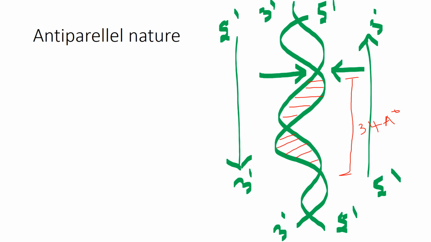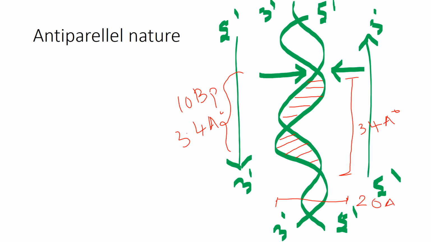Okay, so how many base pairs were present here? 10 base pairs were present, and these base pairs occupied 3.4 Angstrom of space each, and the diameter of the DNA molecule according to this model was 20 Angstrom wide. Right. So these were a few statistics which were proposed by the Watson and Crick model.